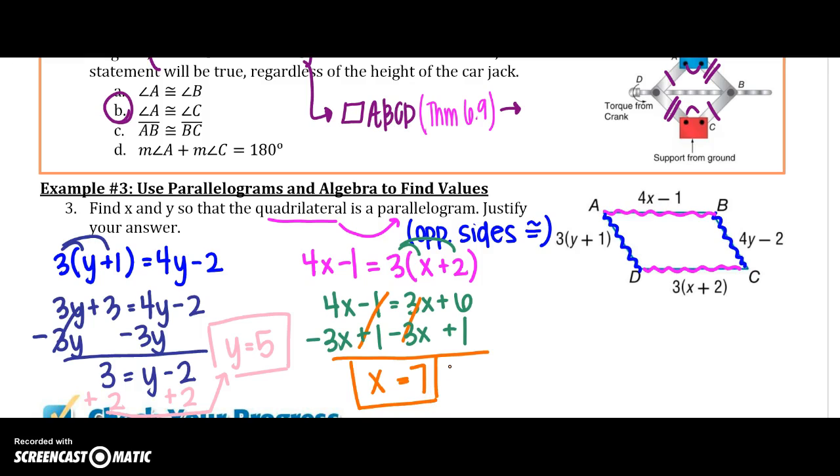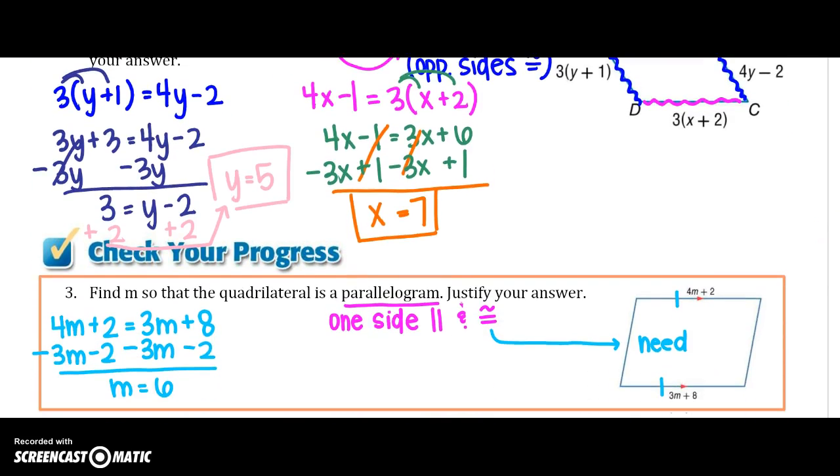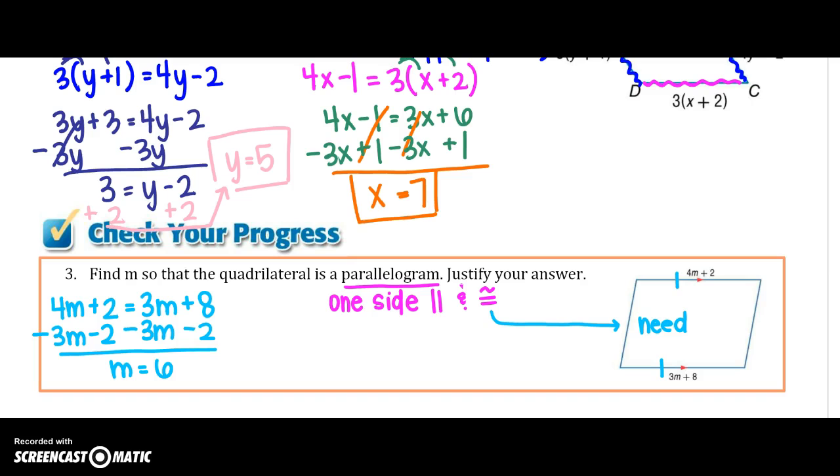All right, go ahead and stop your video and try your checkpoint. Here is your answer, knowing that one side must be congruent and parallel.